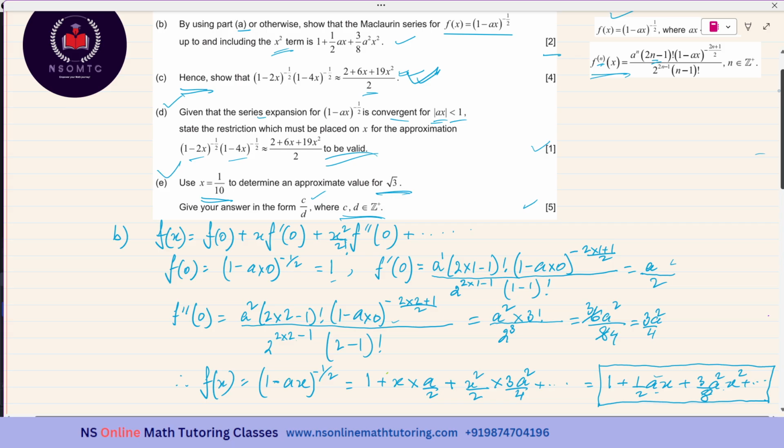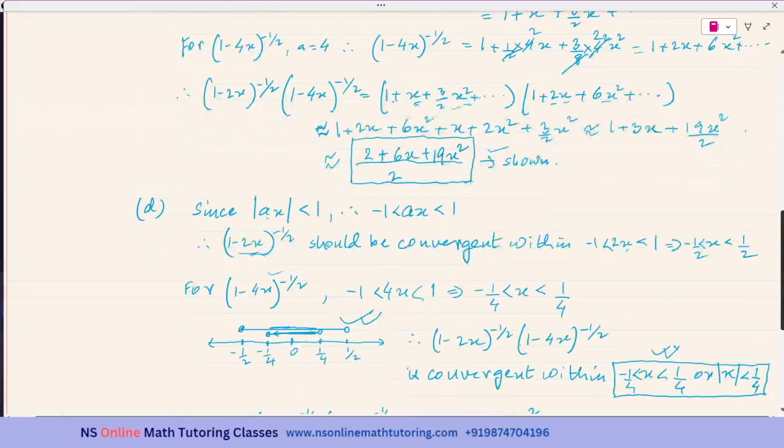Just by looking at this question, many students get confused: where is this root 3 coming from? How can we get the value of root 3 from this expression? We are not seeing root 3 or 3 anywhere, only 2, 6, 19. Where is the 3? We cannot see 3 anywhere. But you just substitute, and you have to substitute over here. You do not have any other equation that you can use. So you have to use this equation, and you just substitute x as 1 over 10, and you will be getting root 3.